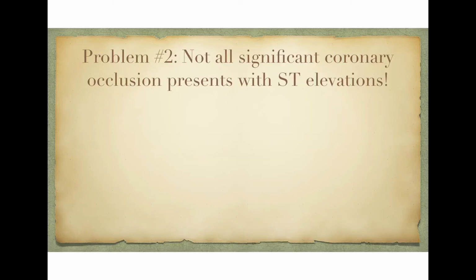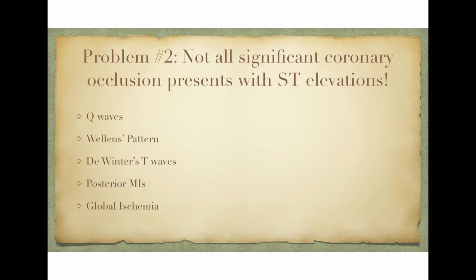The other problem is that not every acute coronary event would necessarily present with an ST elevation. Even though they don't have ST elevations, they may still need very urgent catheterization. And these are a list of examples of conditions where you would see those things: absence of ST elevations despite being a very worrying ECG.